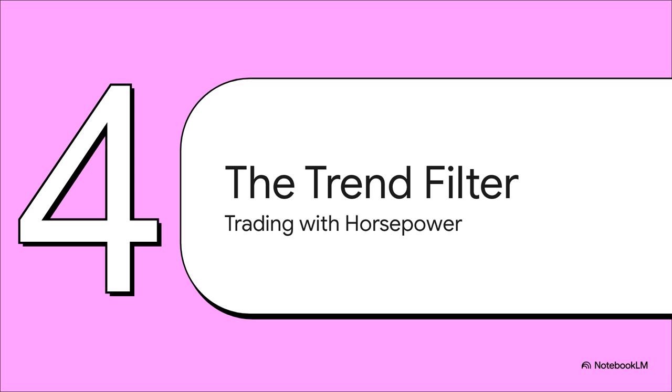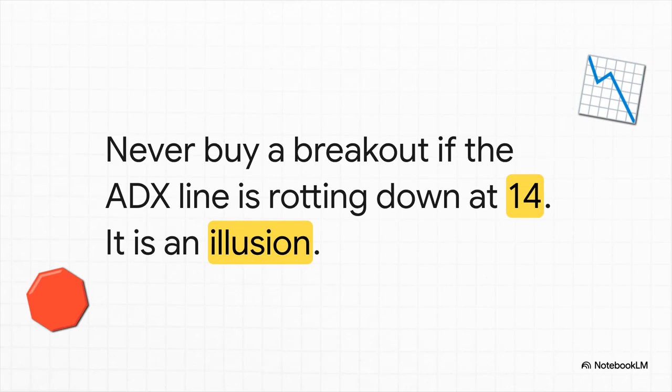Okay, let's look at how we apply this. Section 4, the architectural trend filter. We have an absolute mathematical rule here, folks. Never, and I mean never, buy a breakout if the daily ADX line is rotting down at 14.